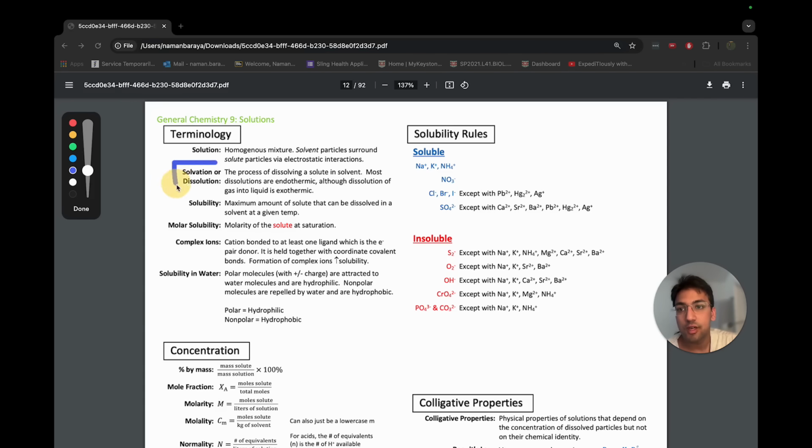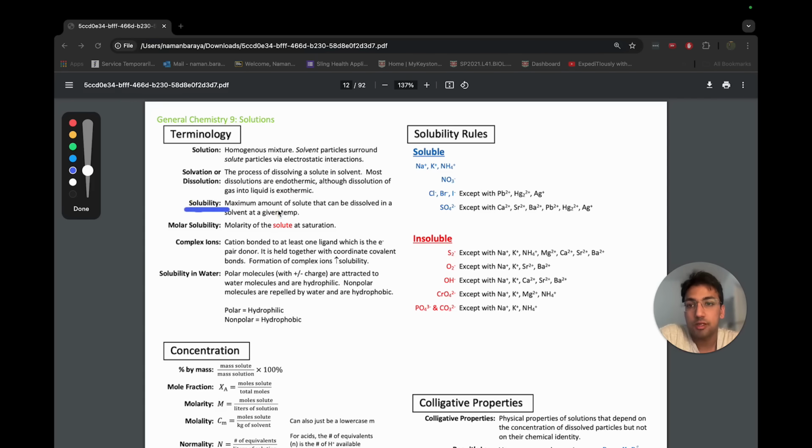Now we have solvation or dissolution, and that's basically when this solute dissolves in the solvent. So you can imagine salt dissolving in water, and what's happening is that the Na plus is splitting up with the Cl minus into ions. And it's important to know that most dissolutions are endothermic, but the dissolution of gas into liquid is exothermic. It's probably not going to show up too much, but it's just kind of important to understand why that's true.